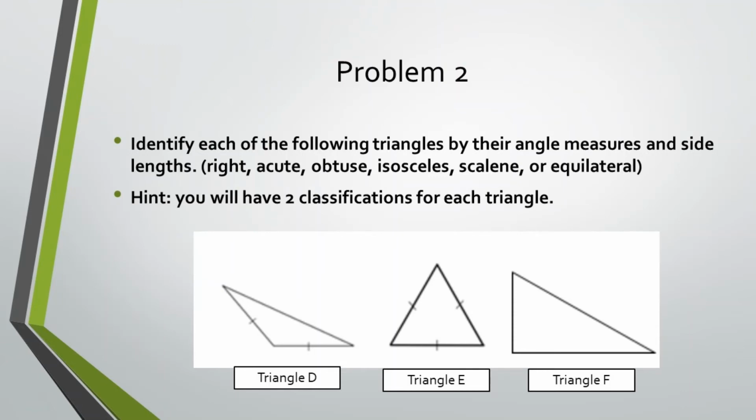Problem 2. Identify each of the following triangles by their angle measures and side lengths. Hint, you will have 2 classifications for each triangle. So you need to choose the angle classification and the side classification. For example, you might have a right isosceles triangle. You should have 2 of those choices for each triangle.